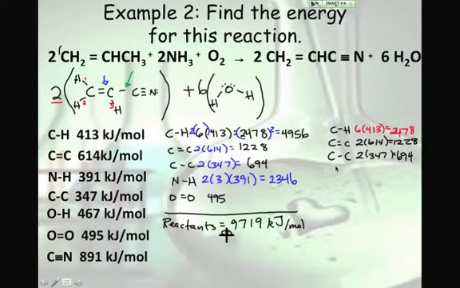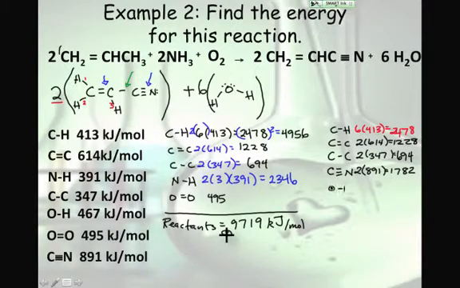And what else is in our molecule? Alright, the CN triple bond. Let's count that one up. There's only 1 of them in the molecule, but we have 2 molecules that have it. So that's 891 kilojoules per mole per molecule for a total of 1,782 kilojoules per mole. And then finally, let's take care of water.